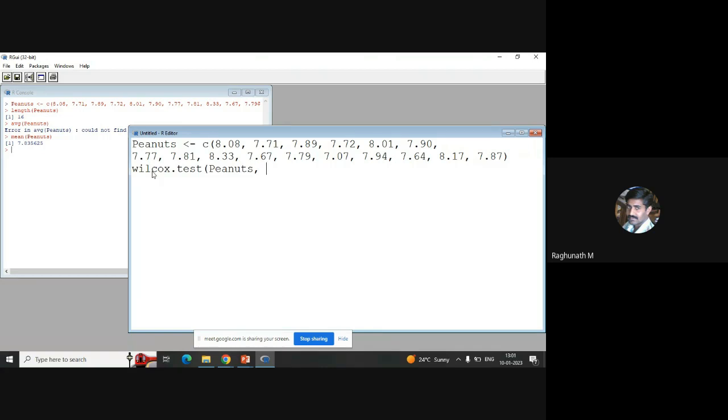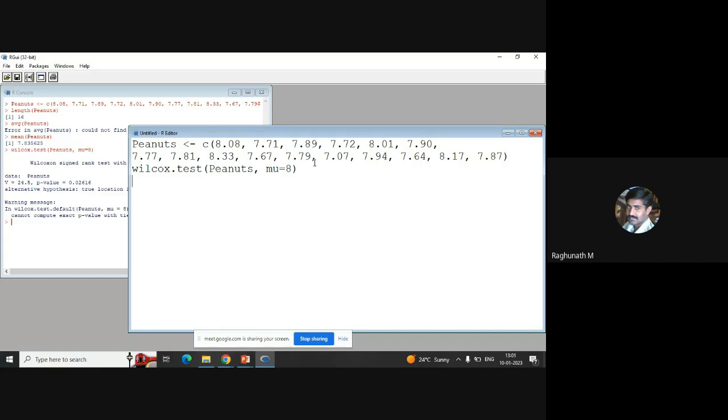So make note. If you are using only P, that is also fine. Now I have to specify what is a hypothetical value. If you don't specify the hypothetical value, it will take it as 0 by default. So now let us test it to mu equal to 8. Don't ask me how I took 8. That is by knowing the earlier thing. Okay. So now let us run this command.